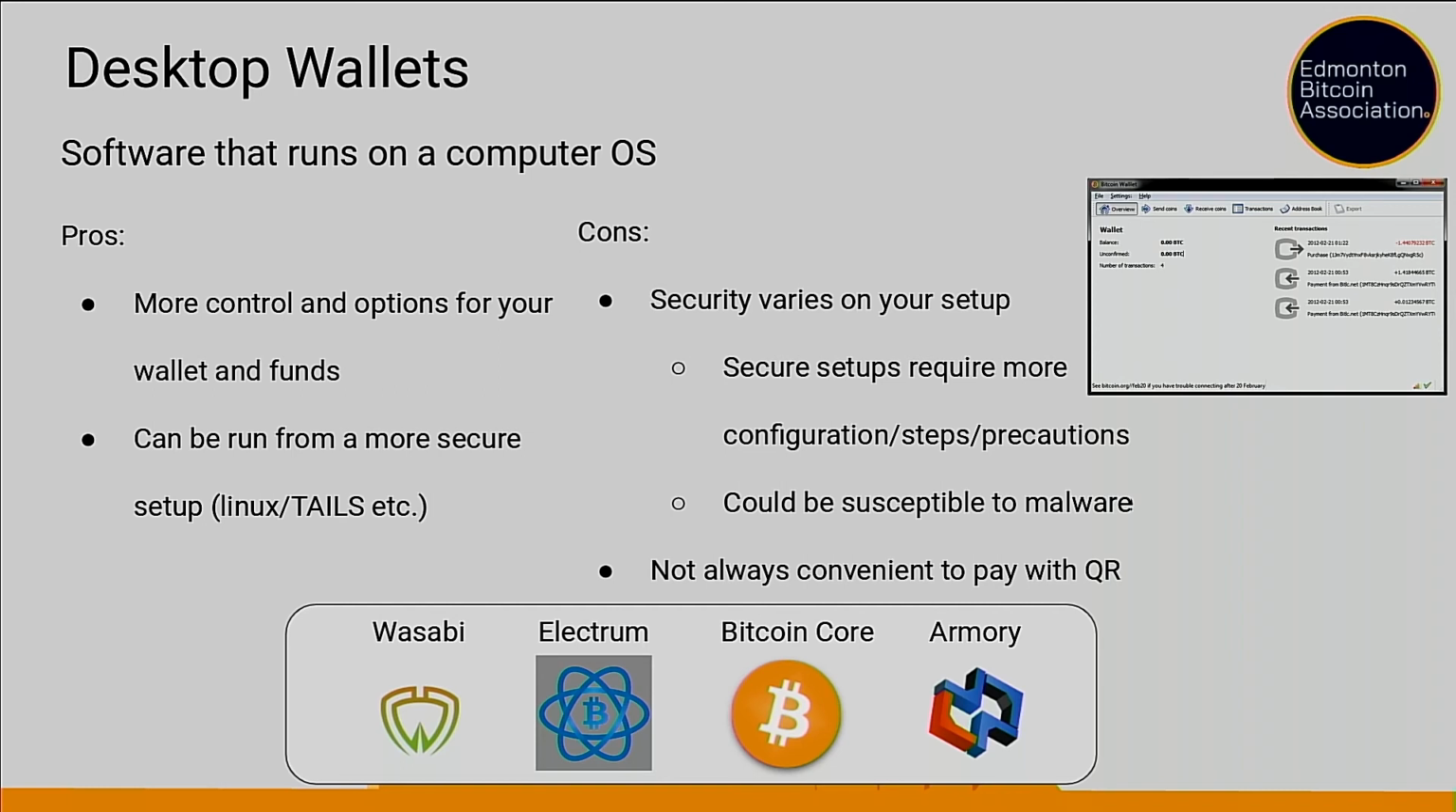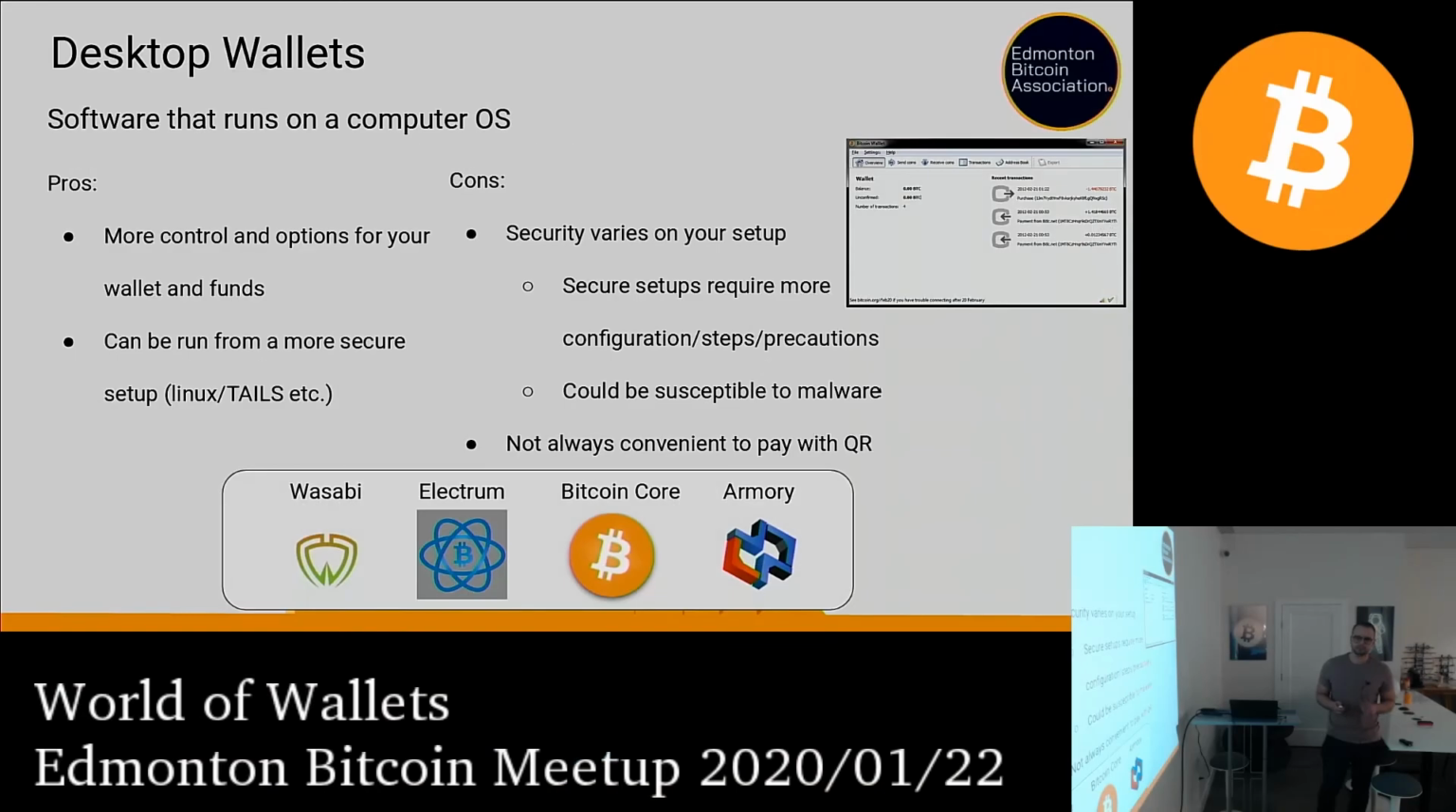On the con side, the security really varies on what you do with your setup. So secure setups require a lot more configuration steps, precautions to make sure that your private keys aren't exposed. And also, if you just download a desktop wallet to Windows, well, if you have malware, viruses on that computer, then you're potentially in danger. And also in the future, if you download viruses or get malware, it's also a risk.